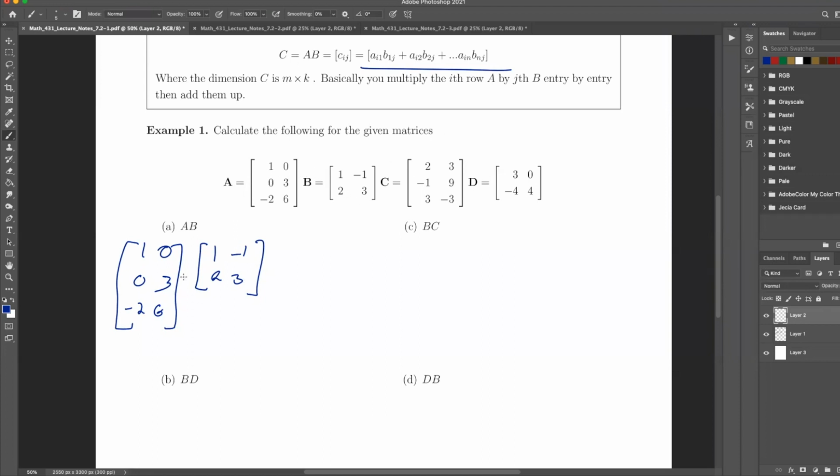What you need to do here is, A has 3 rows by 2 columns, and B has 2 rows by 2 columns. So this is a 3 by 2 and this is a 2 by 2, and you just need to make sure these match. These need to be the same. If it's the same, you can go ahead and proceed. If not, you just say it's undefined. And then your result will be a 3 by 2.